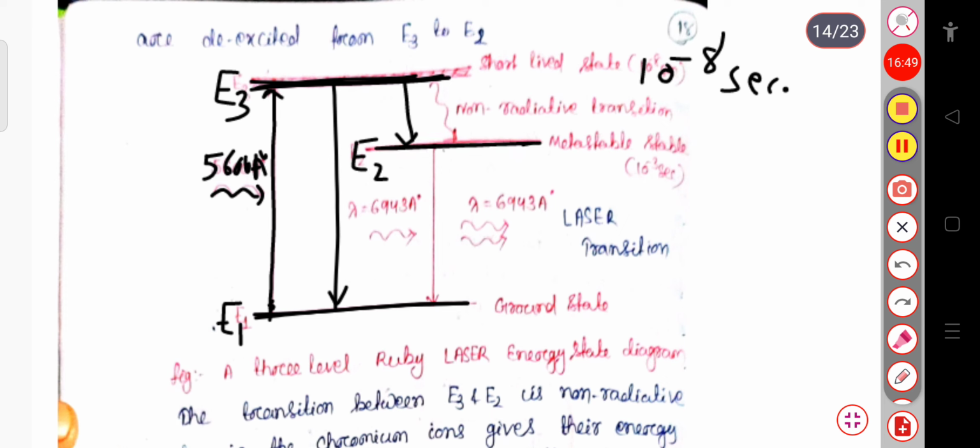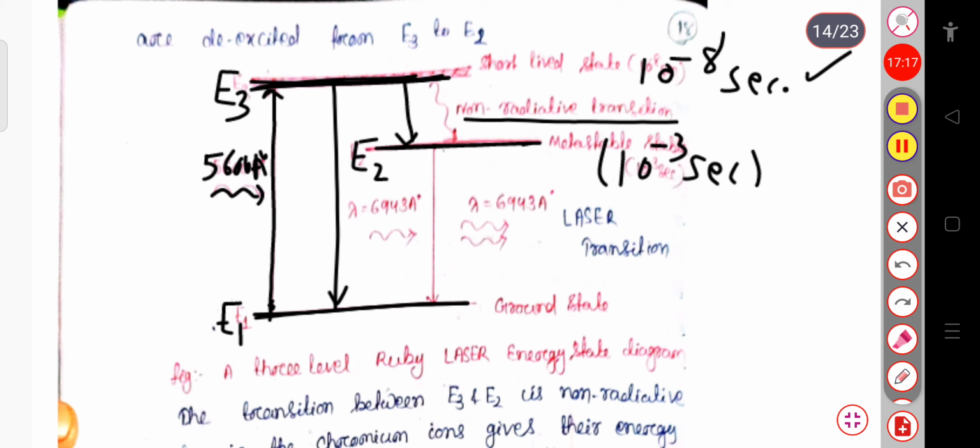Here the lifetime of the atom is 10 power minus 3 second, which is 10 power 5 times more than that of the E3 state. The transition between the E3 state and the E2 state is a non-radiative transition. Non-radiative means the chromium ion, when it de-excites, gives its energy to the lattice in the form of heat.